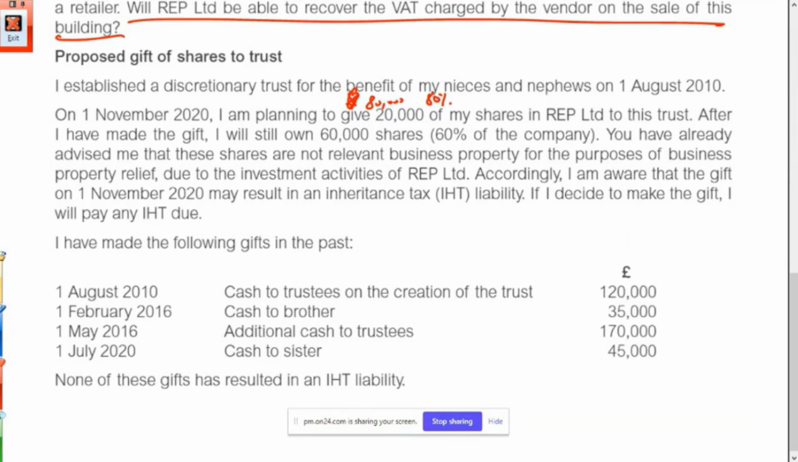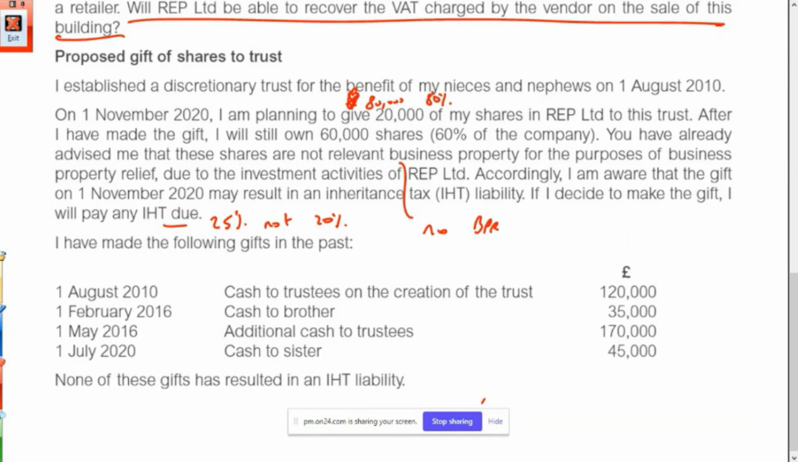They're not relevant business property, so no BPR, because it's an investment company. I'm aware that the gift on 1 November 2020 may result in an inheritance tax liability. If I decide to make the gift, I will pay any tax due. So what that means is the rate of IHT will be 25%, not 20%. 20% if the trustees pay it, 25% if he pays it.